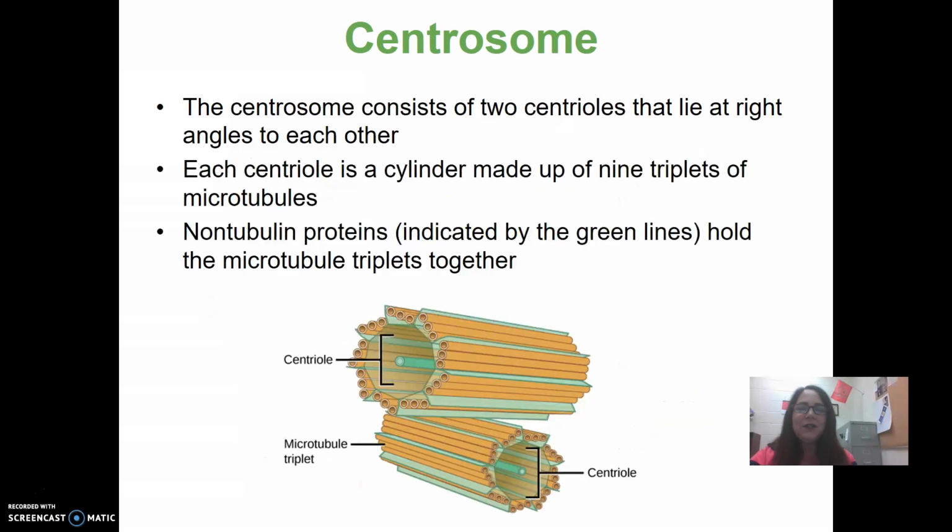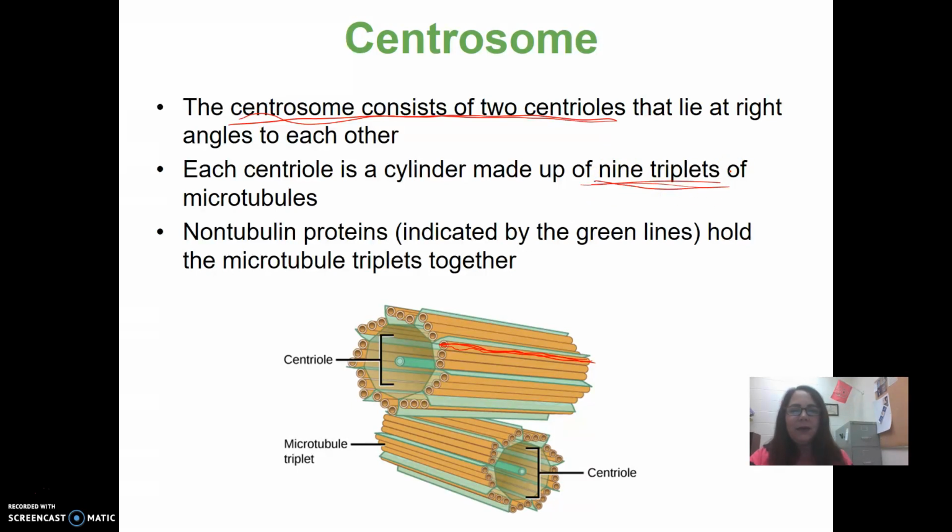Okay, so here's a large view of a centrosome. Each centrosome consists of two centrioles, and they lie perpendicular to each other, or at right angles to each other. The organization of a centriole is these structures here. This whole cylinder is a microtubule. So there are groups of 3 microtubules. There are 9 groups of 3, so we call them 9 triplets.